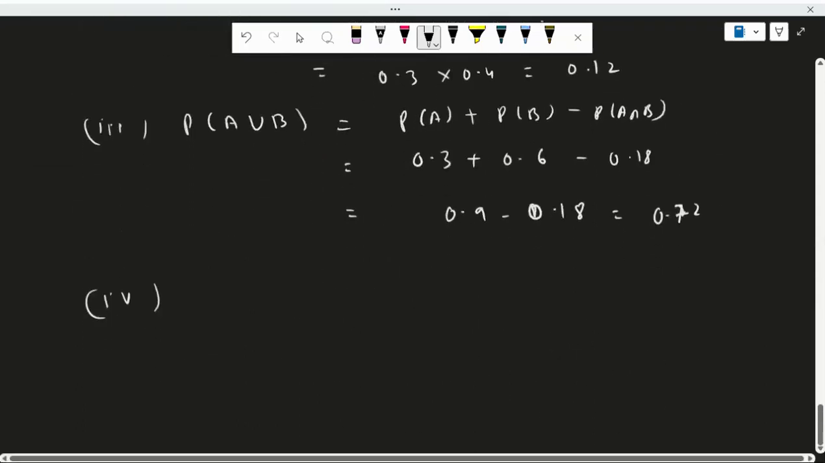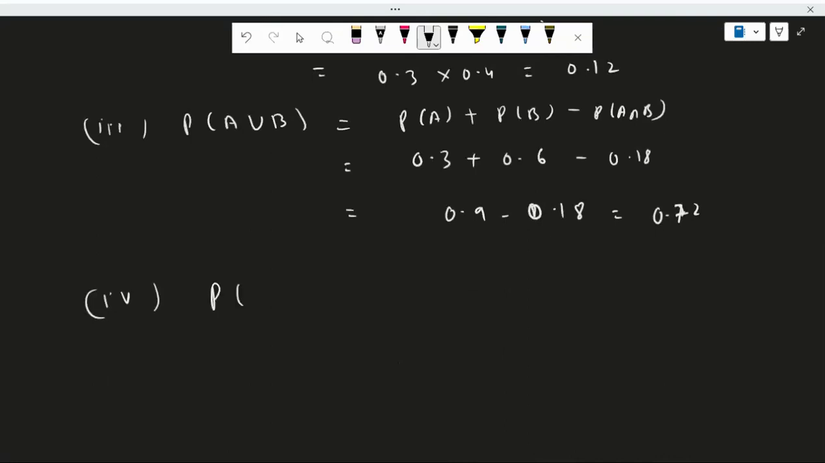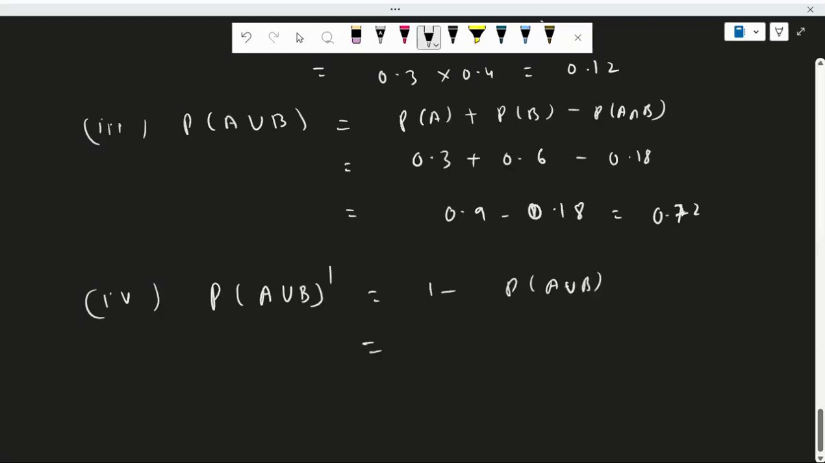The fourth one: neither A nor B. Neither A, A dash, nor B, B dash, that is (A union B) dash. So 1 minus P(A union B), that is 1 minus 0.72, which is 0.28. These are the answers.